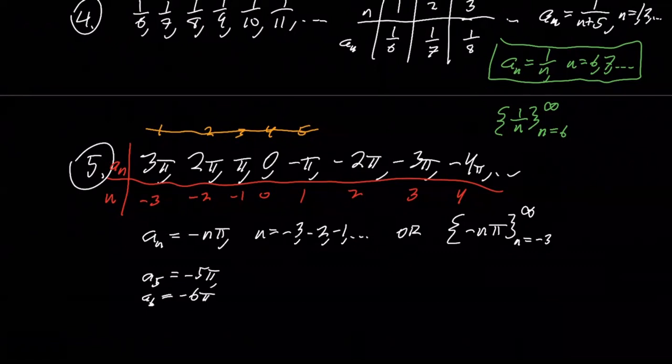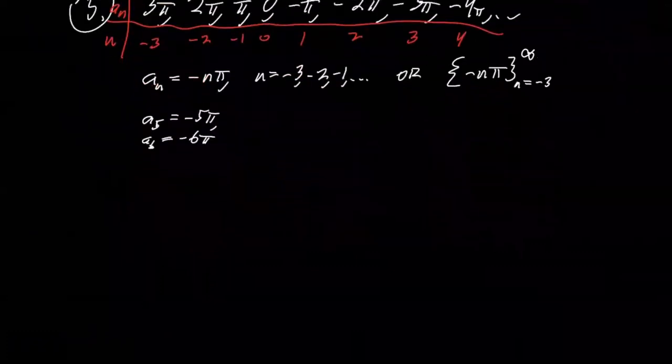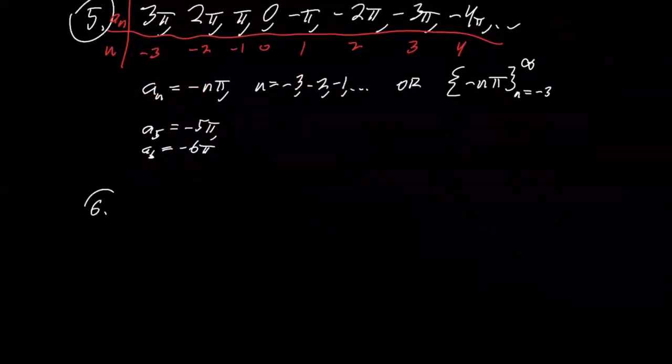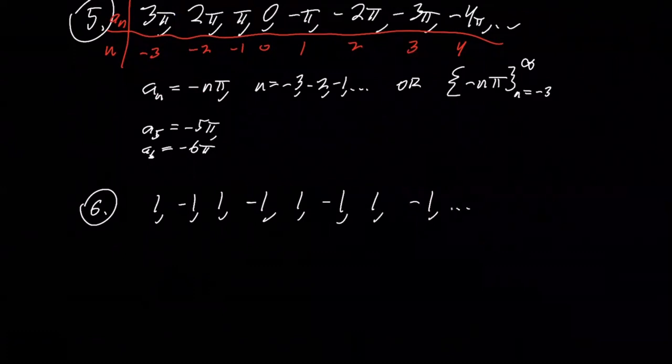Okay. Two more quick examples. Here's an example that's kind of famous. What if I just do 1, minus 1, 1, minus 1, 1, minus 1, 1, minus 1, and so on? It turns out the nice way to get this is to think about the fact that if you multiply minus 1 by itself, it keeps going back and forth between 1 and negative 1. So in fact, you can say a sub n is minus 1 to the n.